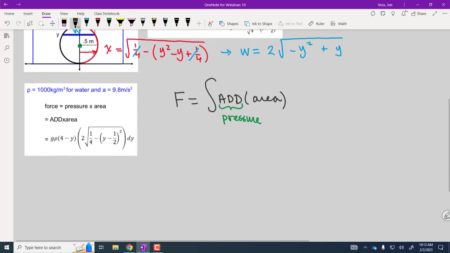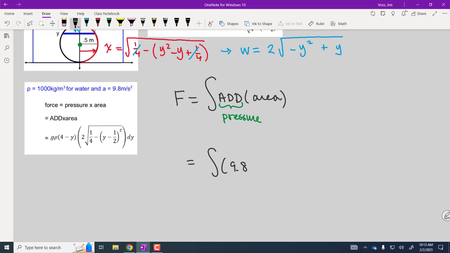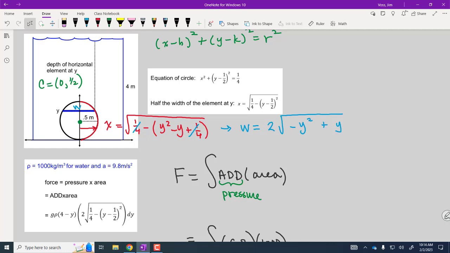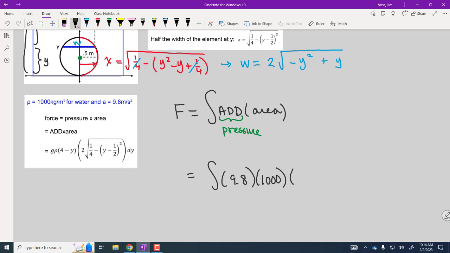So for us, in this particular example, integral 9.8, the magnitude of acceleration due to gravity. Density of water is 1,000. Distance or depth. By that we mean the distance or depth for this element right here. How deep is that? 4 minus y. Right, the full pool is 4. This distance right here is y. This distance right here is 4. So the depth is right here, and that will be 4 minus y. And then the area of the strip is the width of the strip multiplied by dy.